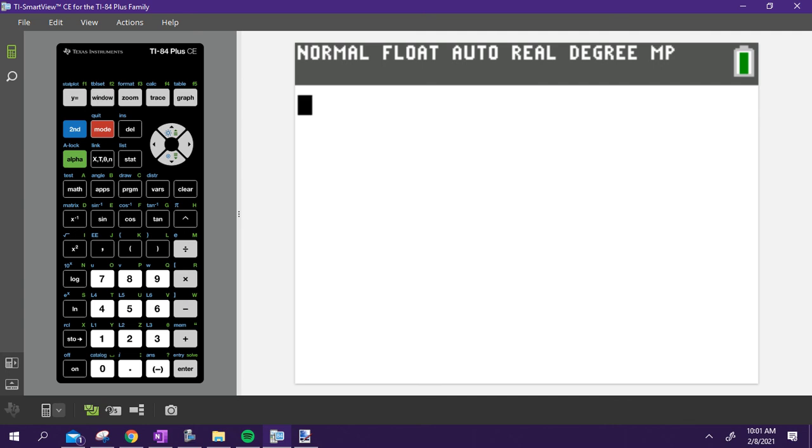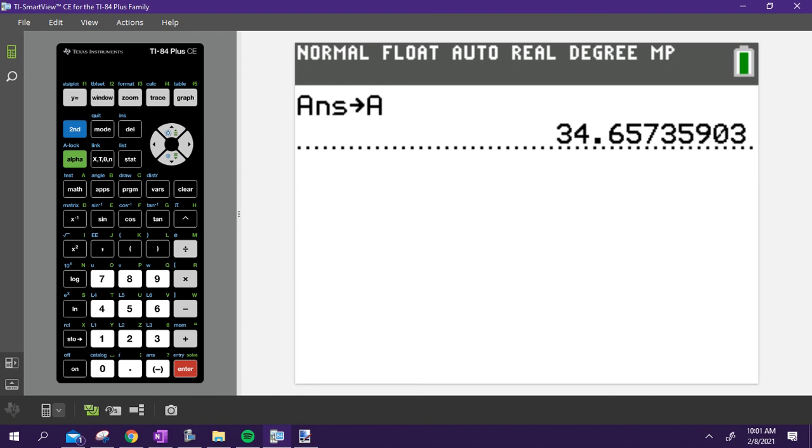Since I just found that X value, I can just hit the store button right here. I'm going to take that answer that I just found and save it as alpha A. And if I do that, there's my 34.657 number. You don't have to do that. You could have just written down the decimal. Everybody with me to this point?